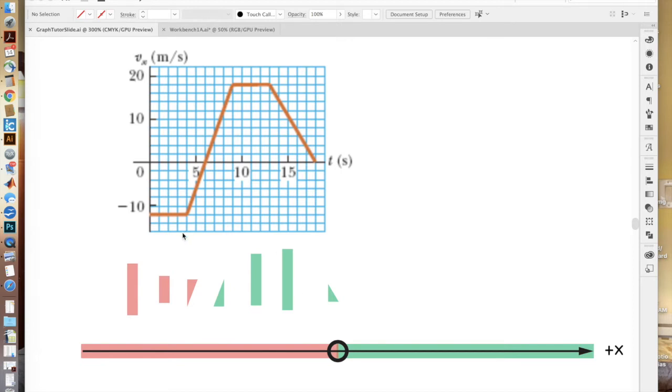But what if we want to do something a little more sophisticated? What if we want to know what the acceleration is from this velocity curve? Well, again, acceleration is the slope of the velocity curve. So here, the slope is 0 because it's horizontal. So that means that we have 0 slope, which is 0 acceleration.